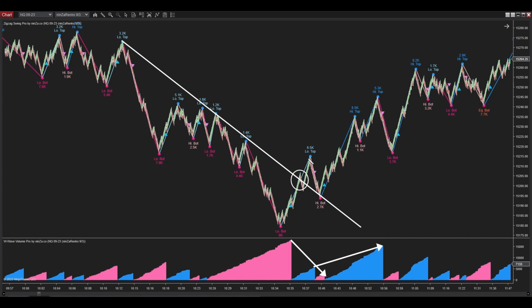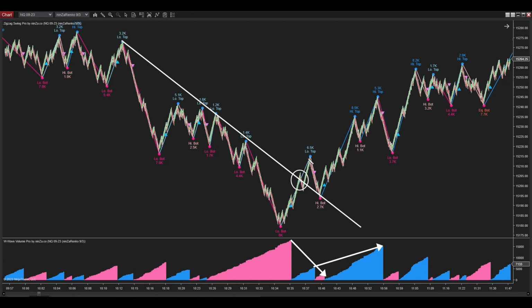To further enhance my anticipation, I will utilize the swing points provided by Zigzag Swing Pro. Within this NinjaTrader 8 trading system, W-Wave Volume Pro provides you with a visual comparison between the buy and sell volume. On the other hand, Zigzag Swing Pro offers precise cumulated volume values at tops and bottoms, particularly near the point of trendline breakage.